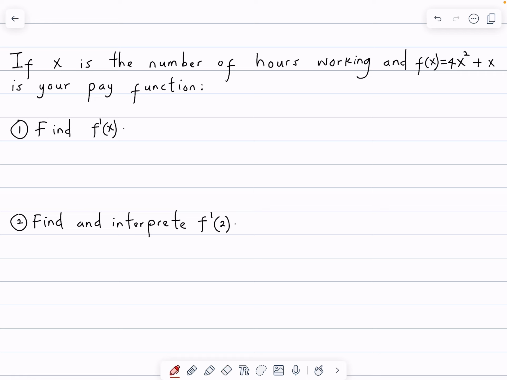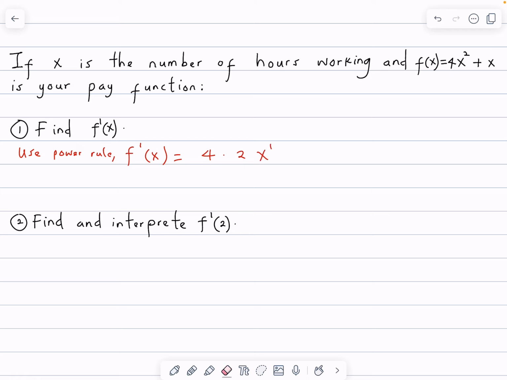So how can I find this? I can just use the power rule. So f prime of x is just going to be, I'm going to look at the first term of f of x. For the first term, the power of x there is 2. So what I'm going to do is 4 times, I'm just going to bring down 2, and then subtract 1 from that power. So I have x to the power of 1, right?